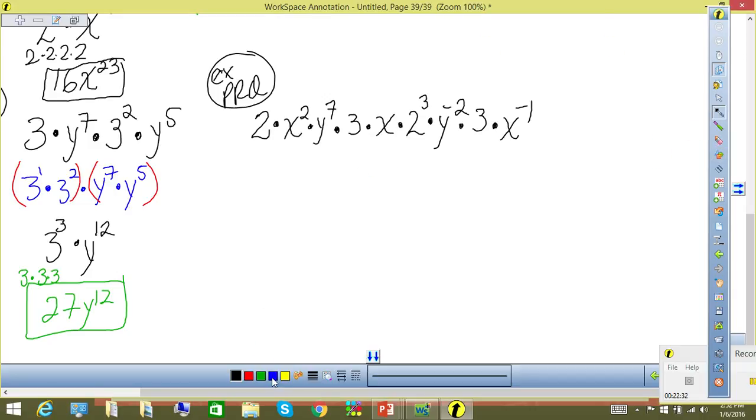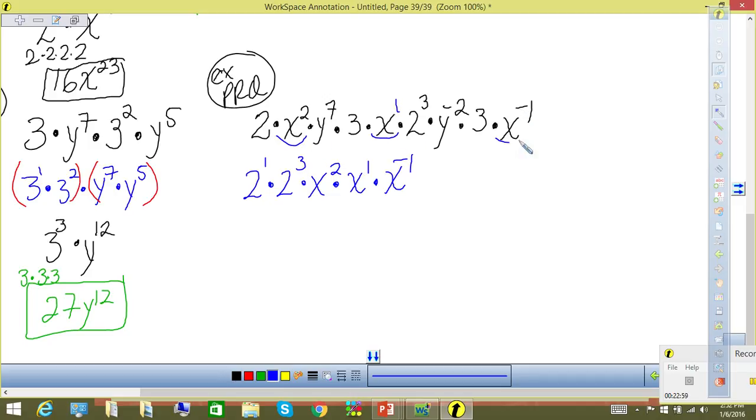First things first. Rewrite this. So this becomes 2 to the first times 2 to the third. Is that correct? Times x to the second times x to the first times x to the negative 1. Yeah, this one is a 1 and this one's a negative 1. There's 3 x's. This one, and this one.